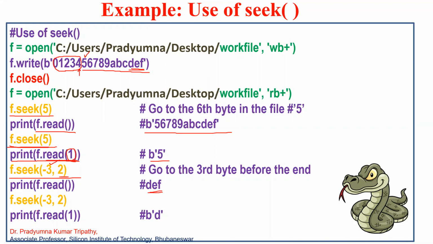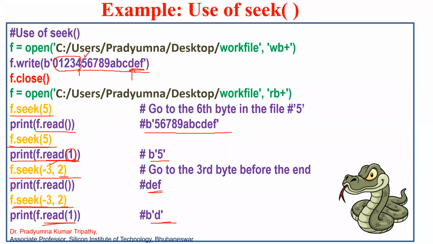And the same command, f dot seek of -3, 2, but if I give only 1 character to read, -3 it will move over here. So if I give 1 character to read, it will read this D only.